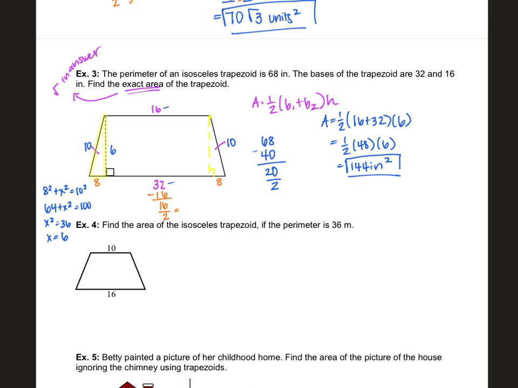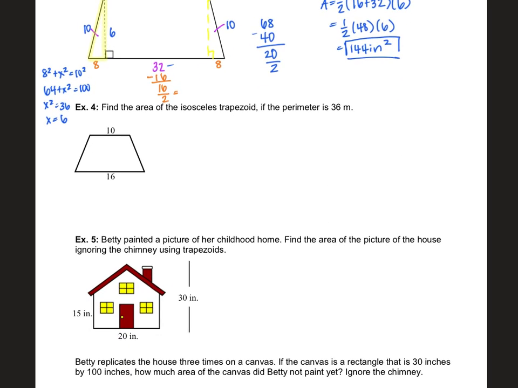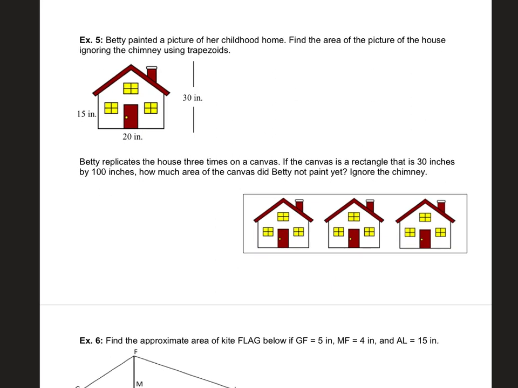Okay, we're going to skip over 4 because it's very similar to 3, and let's go on to example 5 here. Back to Betty and her painting of her home. This time they want us to find the area of her home. Again, we get to ignore that chimney, but this time using trapezoids. The other day when we were looking at it, we used a triangle and a rectangle. This time they're going to challenge you to use a different kind of shape.